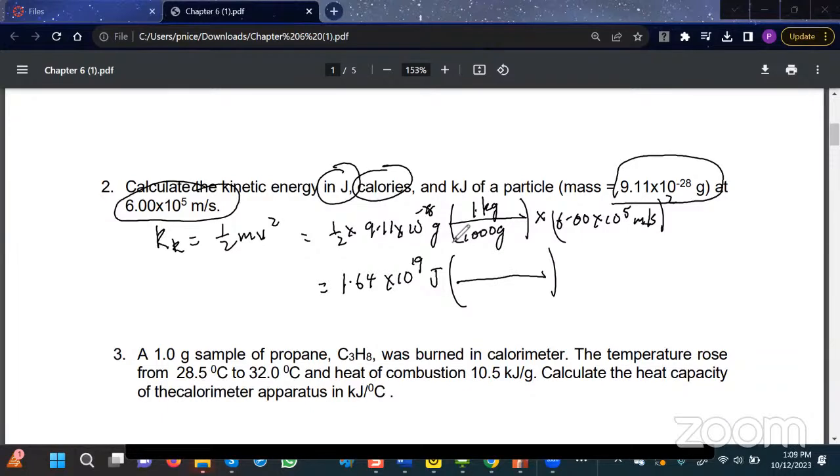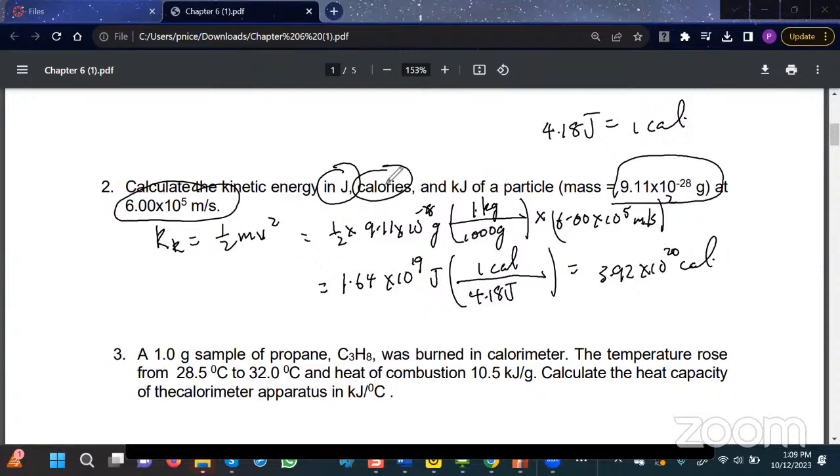Actually, well, it depends on what you're using. Let me write this down. The conversion between joules and calories is 4.18 joules is equal to 1 calorie. All right. So what goes where? 4.18 joules below and 1 calorie above. And that would be what? Okay, so according to my calculation, 3.92 times 10 to the minus 20 calories, all right?